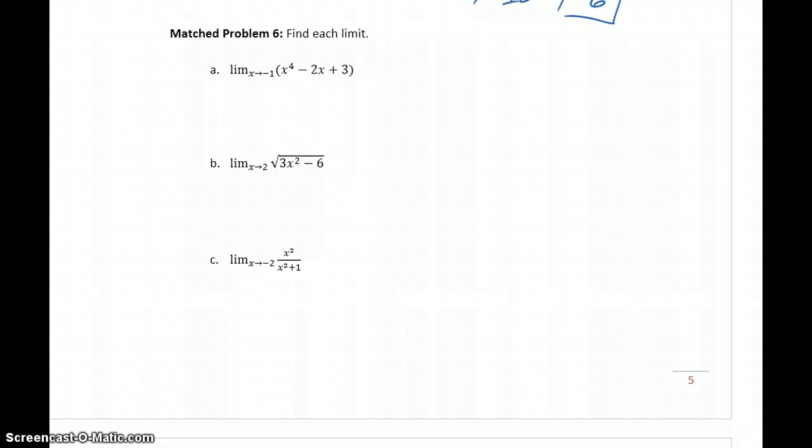math problem 6. So here what we have is the limit as x approaches -1 of x to the 4th minus 2x plus 3. This is a polynomial function. And according to that theorem we just established, again, the short version of that theorem is if we have a polynomial function, try direct substitution. So what we're going to do is take this value as x approaches -1 and just plug that into the function for every value of x.